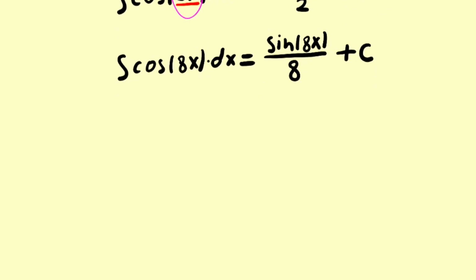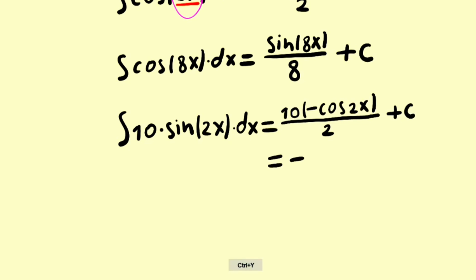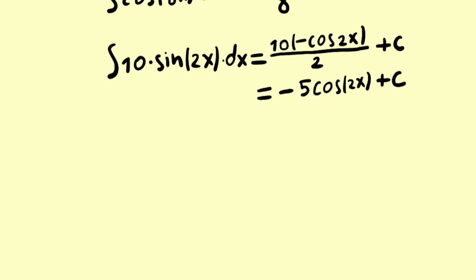Now, what is the antiderivative of 10 sine 2x? So, this is just going to be 10, the antiderivative of sine is negative cosine 2x, but divided by 2. So, we can reduce that to negative 5 cosine 2x plus c. 10 divided by 2 is 5.